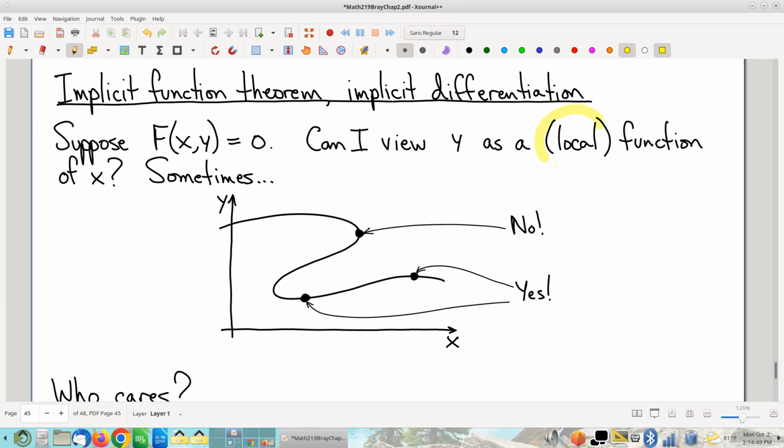Okay. Now that said, though, I want to ask a different, more subtle question, and that is, can I view Y as being locally a function of X? And what we mean by locally is, if I were to restrict my attention to a little ball, a little disc, some small region there, and only look at the part of the curve that is within that little region. So I'm going to basically throw away most of the curve. I don't care about this anymore, and I don't care about that anymore. I want to look just nearby a given point.